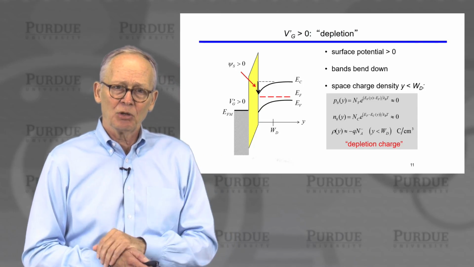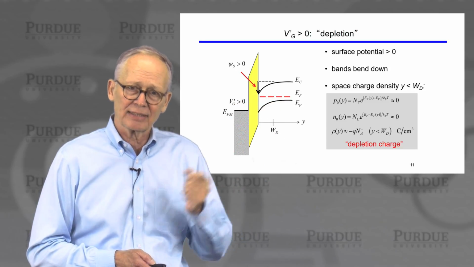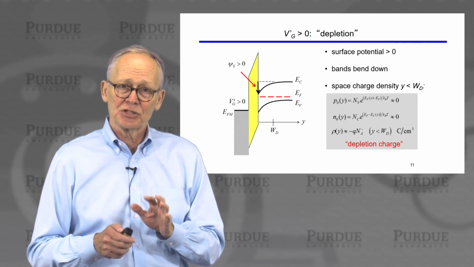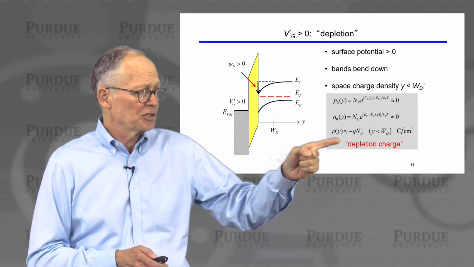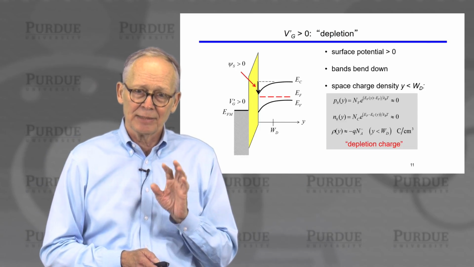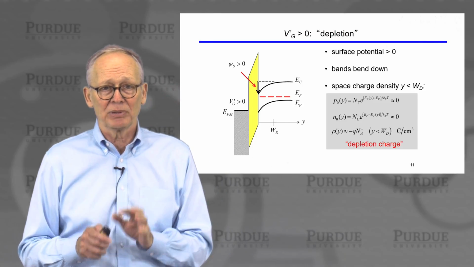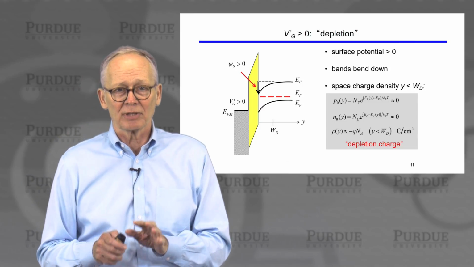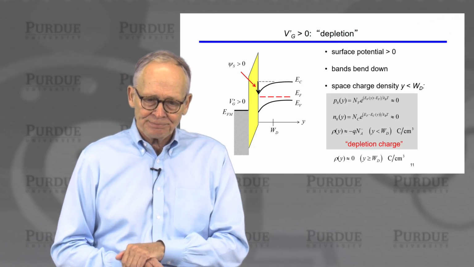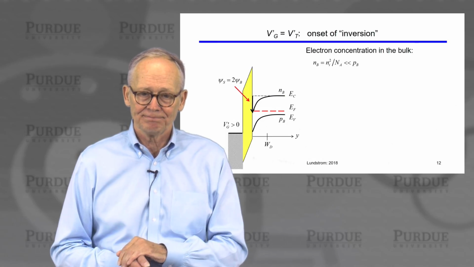And since we pushed all of the mobile holes away, and since we don't have many mobile electrons because we haven't pulled the conduction band down close to the Fermi level yet, we only have the charge due to the ionized acceptors. So the charge is very simple. In this depletion region, it's just minus Q times the P-type doping density, N_A, the ionized acceptor density. This we call the depletion charge, due to the dopants that were left behind when their mobile holes were pushed deep into the semiconductor. Deep in the semiconductor, everything balances and the charge is zero.